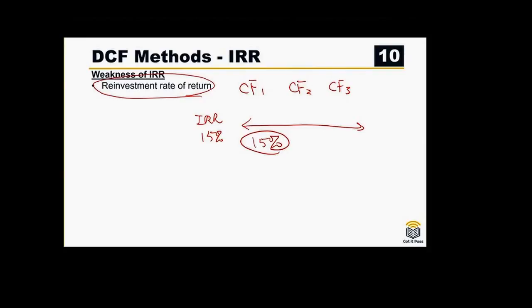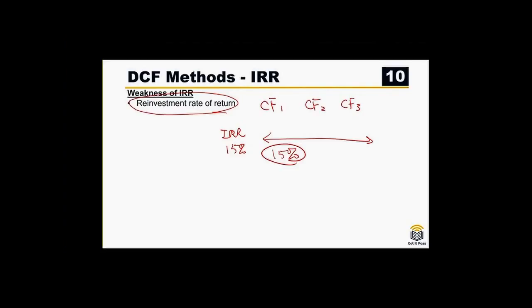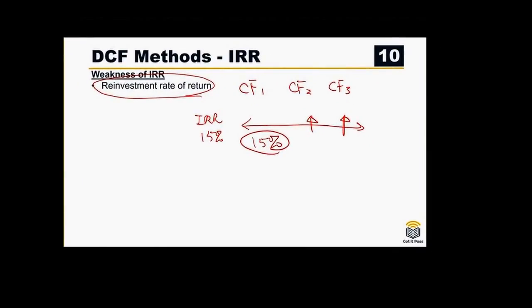So what's the problem? The cash flow generated from a project will have the same reinvestment rate of 15%. Is it realistic? For example, if you have cash flow generated in the last year or in the second year, you have a 15% reinvestment rate elsewhere, not in the same project. Is it possible? It seems not.